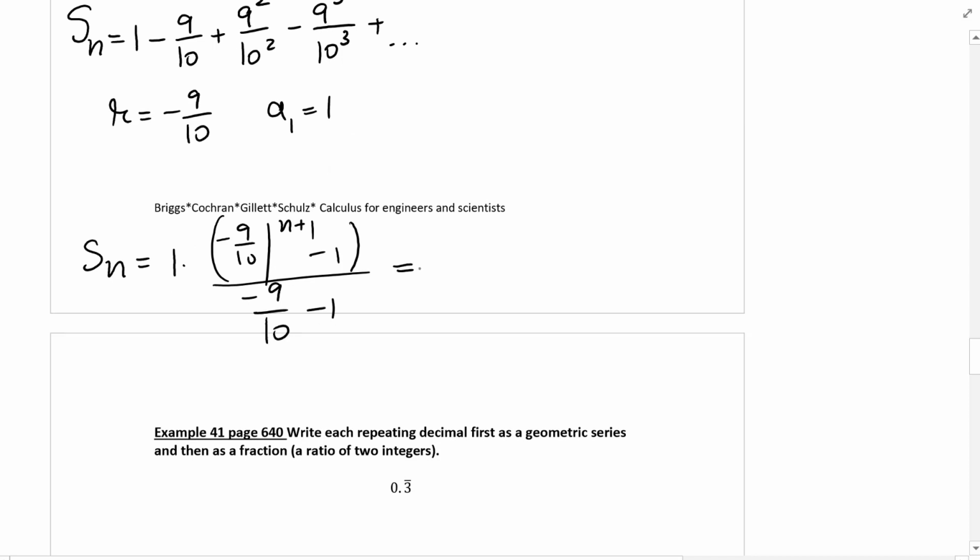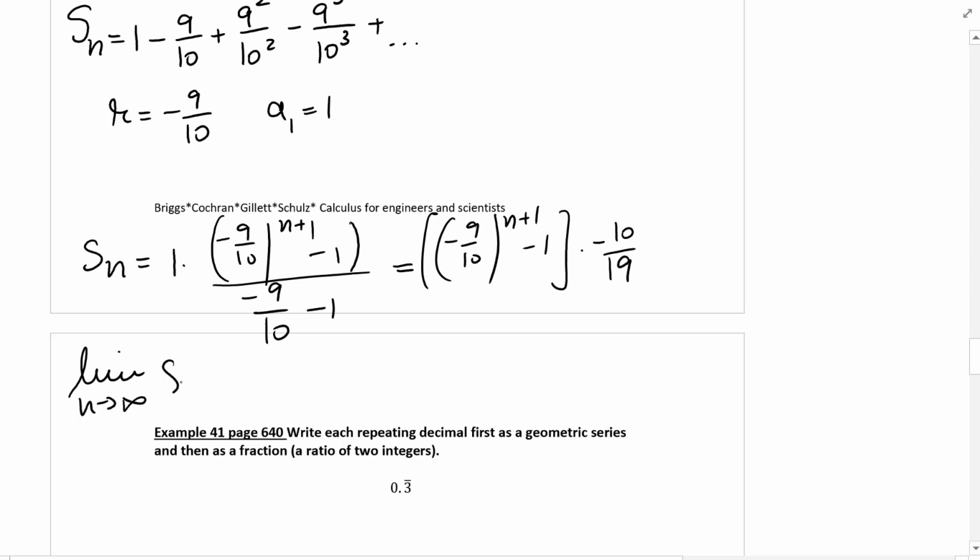If we do the math, it's going to be negative 9 over 10 to the n plus 1, minus 1, and then everything times, well, if we compute this, we get negative 19 over 10, so negative 10 over 19. So the limit as n is approaching infinity of S sub n is going to equal, well, this quantity, because it's less than 1, is going to approach 0. It's actually alternating, but it's going to approach 0. We actually end up with 10 over 19.